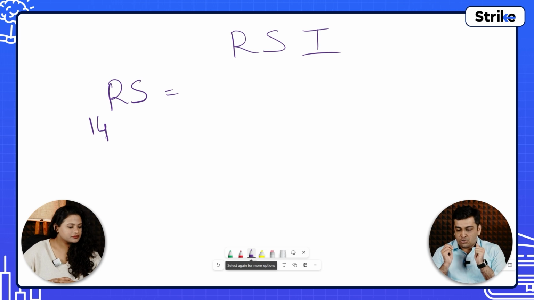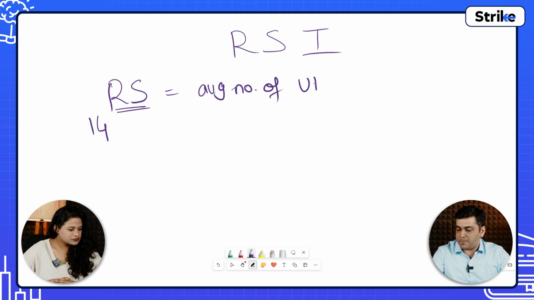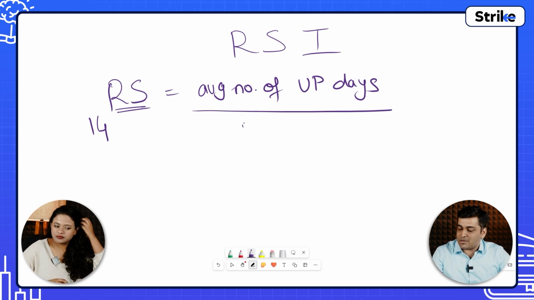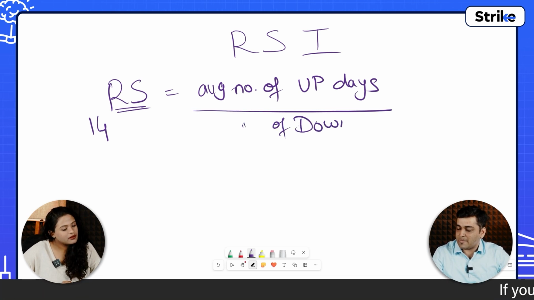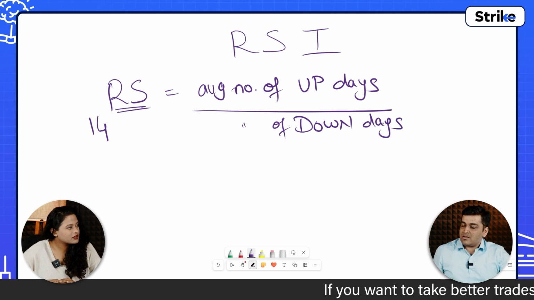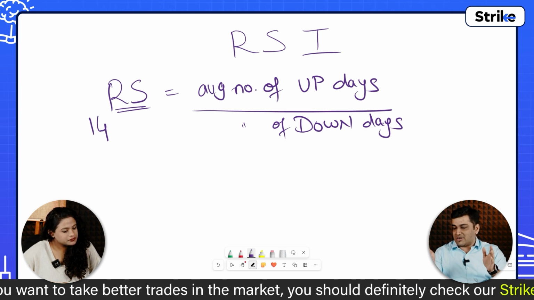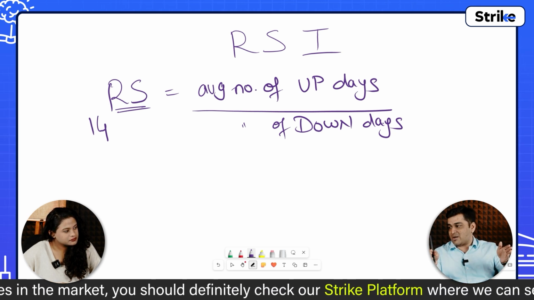If it is a daily chart, what we need to do is calculate the average number of up days. Up days meaning uptrend, up days meaning green candles. Whenever the candle closes above the opening, it is a green candle. So in the last 14 days, how many days were green candles? And divide that by the average number of down days. On a particular chart, from today, go back 14 days.